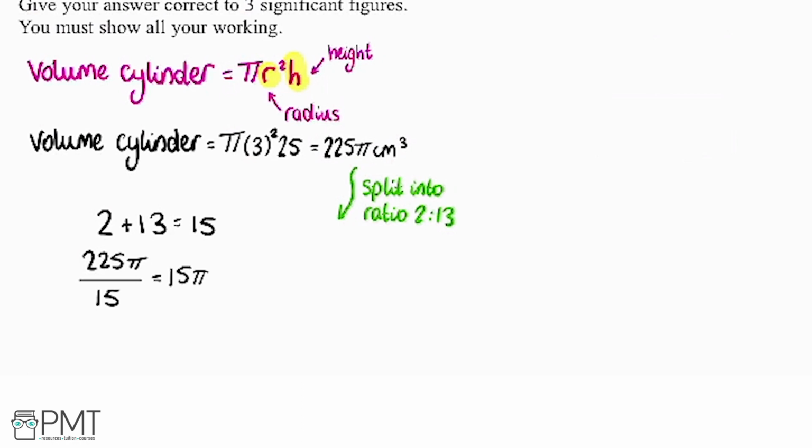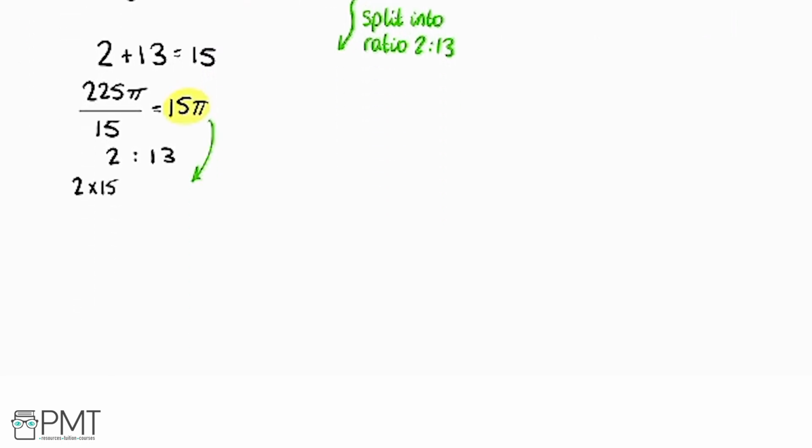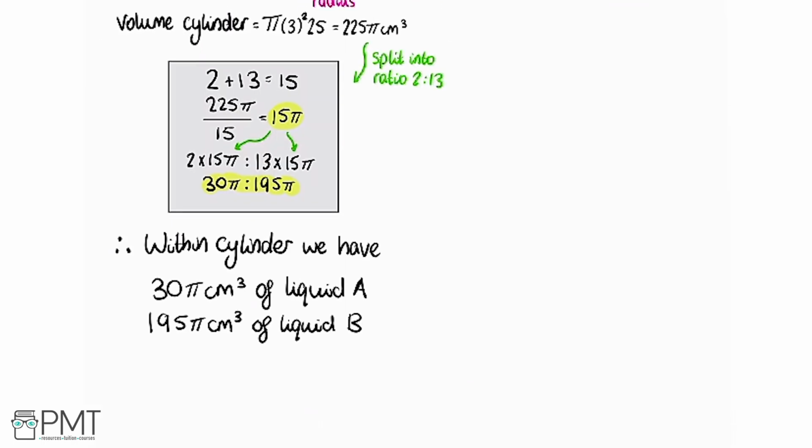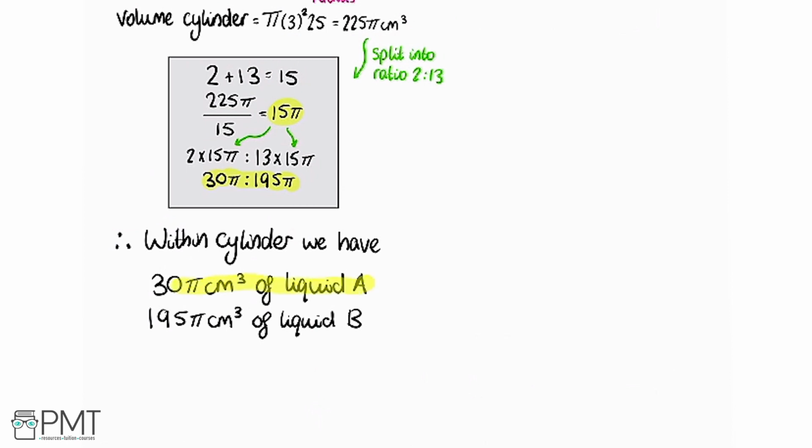15 pi. Now again, we're looking at the ratio 2:13. So what we want to do is take this 15 pi. I'm going to do 2 multiplied by 15 pi. And then 13 multiplied by 15 pi. Which gives us 30 pi to 195 pi. So within the cylinder, we have 30 pi centimetres cubed of liquid A and 195 pi centimetres cubed of liquid B.